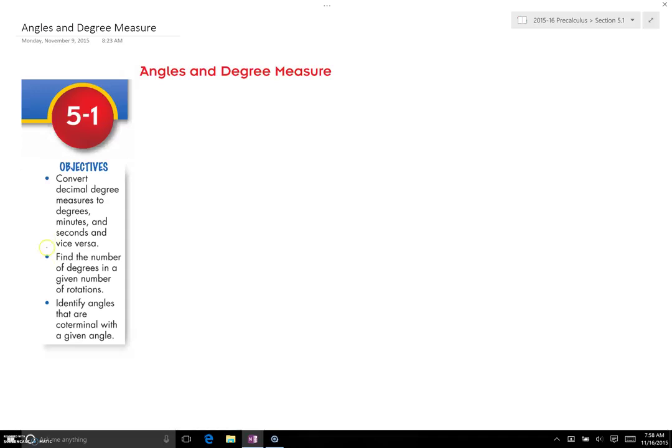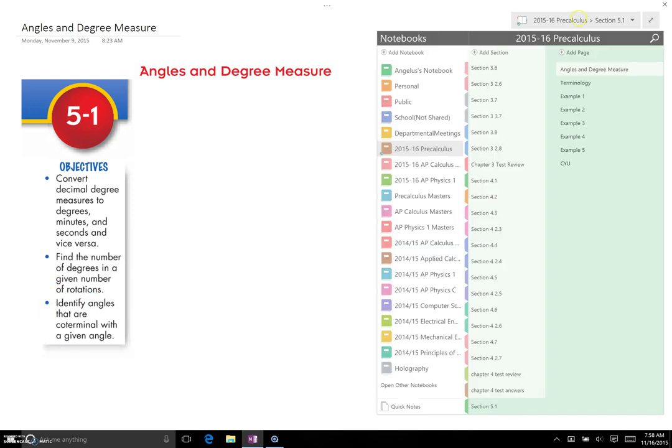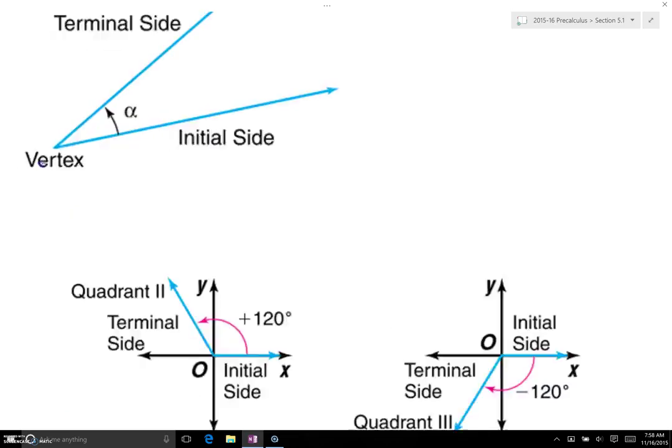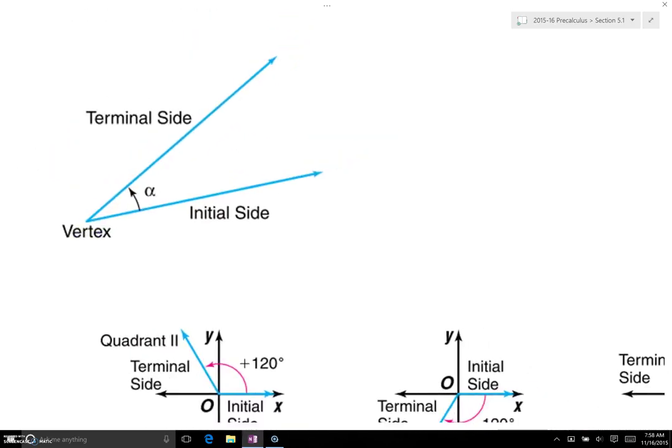We also want to be able to relate rotations with degrees, and we also want to be able to simplify angles that are coterminal with smaller numbered angles. So here's a little bit of terminology. We're always going to measure angles from an initial side to their terminal side like this. So angles are measured in a counterclockwise fashion typically.